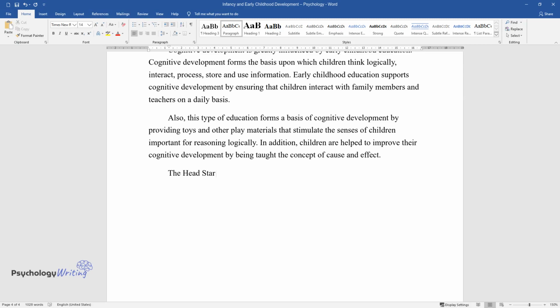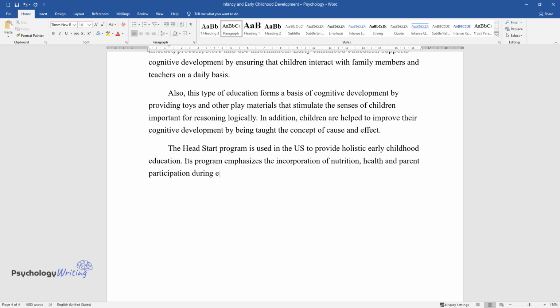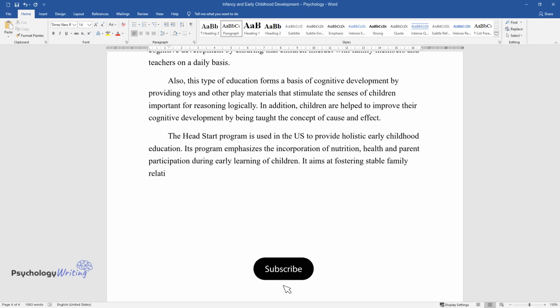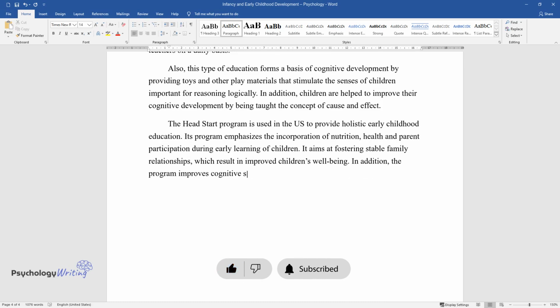The Head Start program is used in the U.S. to provide holistic early childhood education. Its program emphasizes the incorporation of nutrition, health, and parent participation during early learning of children. It aims at fostering stable family relationships, which result in improved children's well-being. In addition, the program improves cognitive skills in young children.